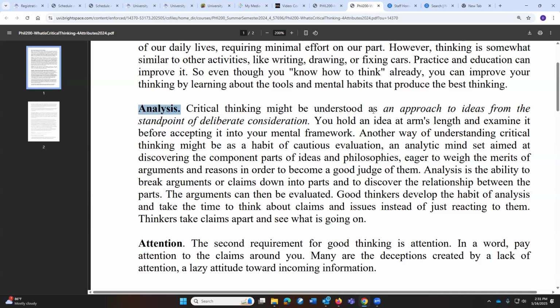If we're going to do critical thinking well, we need to learn how to analyze. And how do we analyze? Well, it's like taking an approach to ideas from the standpoint of deliberate consideration, meaning you hold an idea at arm's length, examine it, and look at it, try and get an understanding of what it is before you accept it into your mind, right? Now, it's kind of like saying if you don't analyze, you are pretty much just going to accept what you see on the surface. Analysis is going beyond the surface. It's going deep underneath to see what's actually there.